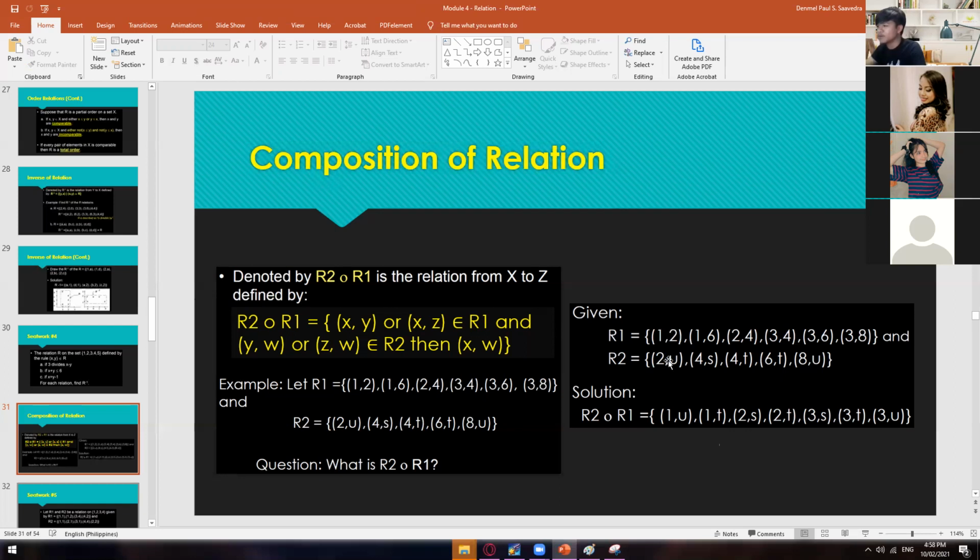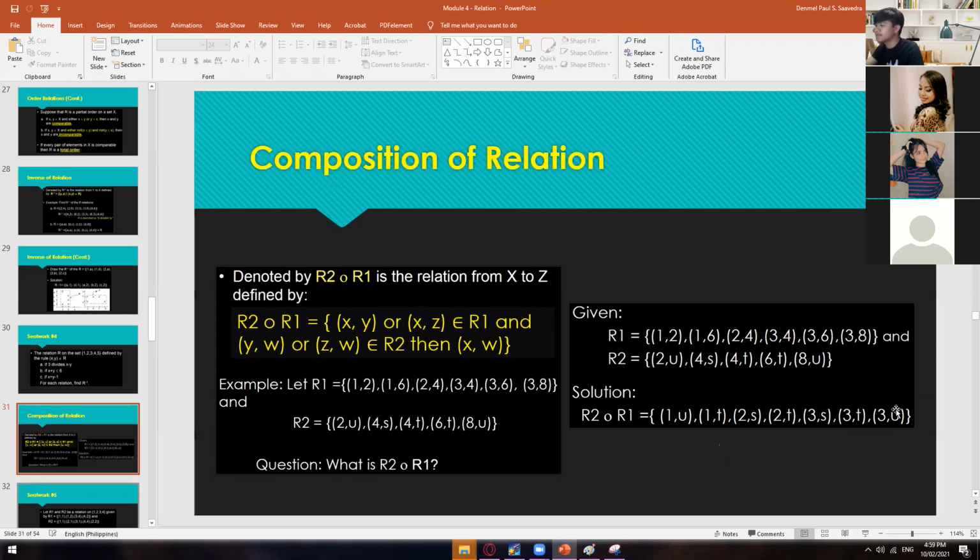So in here we have (1, 2) and then (2, U). So we should have (1, U). Another one here is (1, 6) and then (6, O). Then we should have (1, P). And then (2, 4) and then (4, S). Then you should have (2, S). And then (3, 4) and then (4, S). Then you should have (3, S). And then (3, 4) and then (4, O). Then you should have (3, P). And then (3, 6) and then (6, O). You should have (3, P). Oops, which is already in here. And (3, 8) and then (8, U). You should have (3, U).